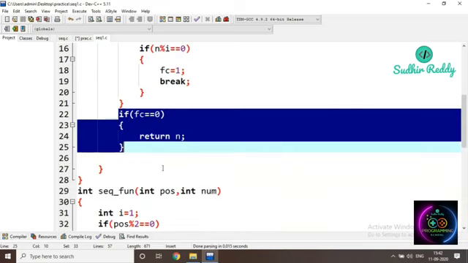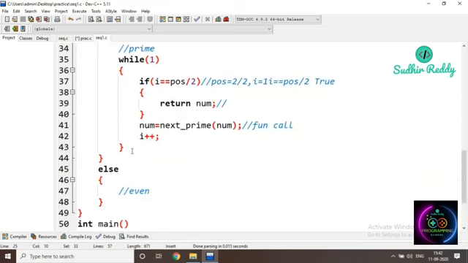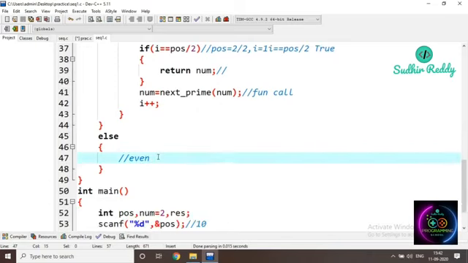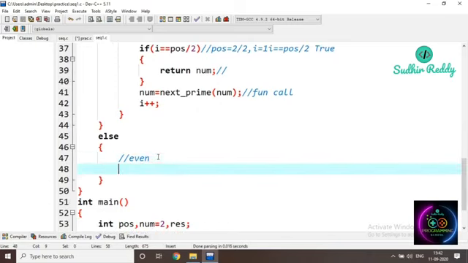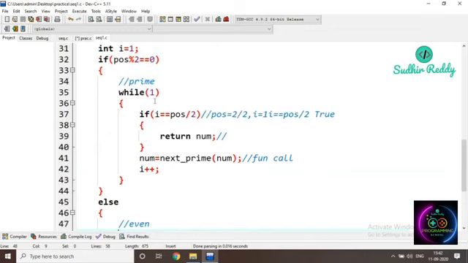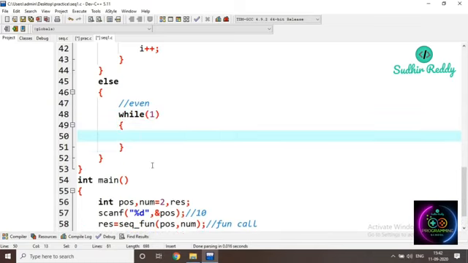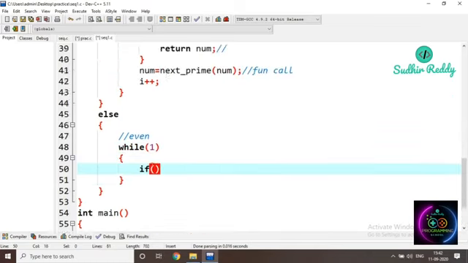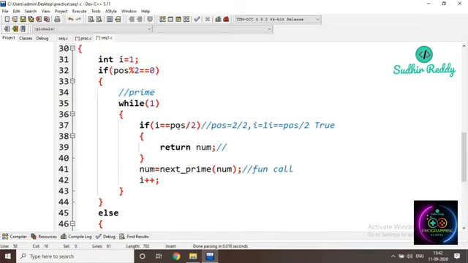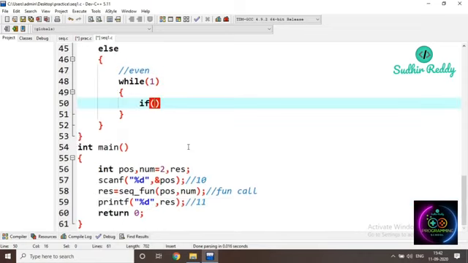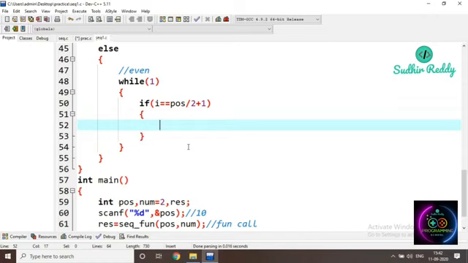And that means if it is a prime number, that is finished. Then I am moving into even number. If it is an even number, what I have to do? Same thing here, I am going to write the same infinite loop again. But here I am writing that i is equal to position by 2 plus 1. Why am I writing plus 1 here? This is an odd number series, right? This is an odd number series.